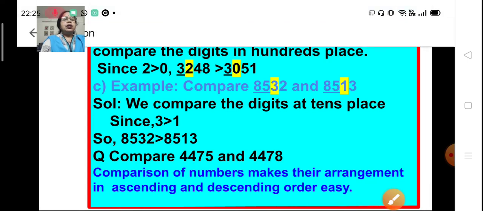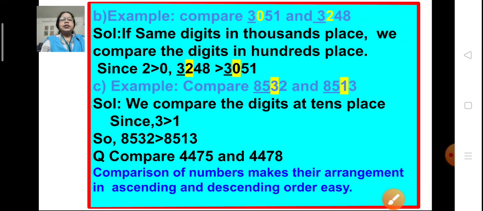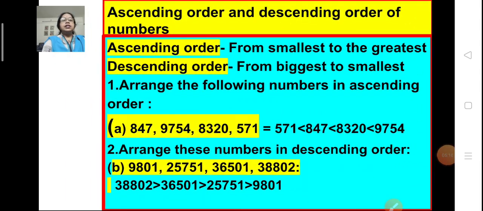And children, these points of comparing numbers help us in comparing the numbers and arranging them in the ascending and descending order of numbers. Now let's recollect what is ascending order and descending order of numbers. Ascending order is arranging the numbers from smallest to greatest, and descending order is from biggest to smallest, from largest to the smallest.